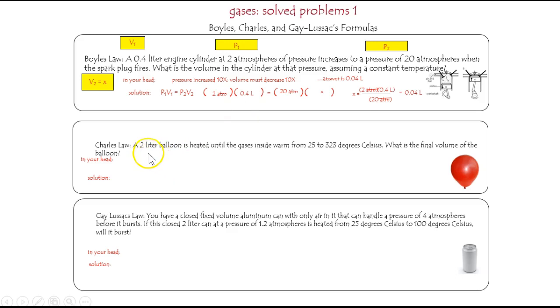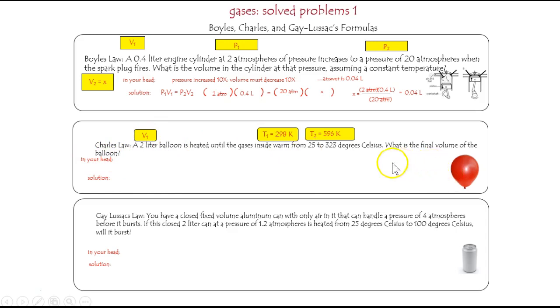Another problem. We got a 2-liter balloon that sounds like a volume, and it's heated until the gases warm from 25 to 323. Be careful, always add 273 at least, or 273.15 to your degrees Celsius to get your Kelvin. You have to use Kelvin for all these. So it's 298 turns into 596. Wow, it doubled. What will be the final volume of the balloon?